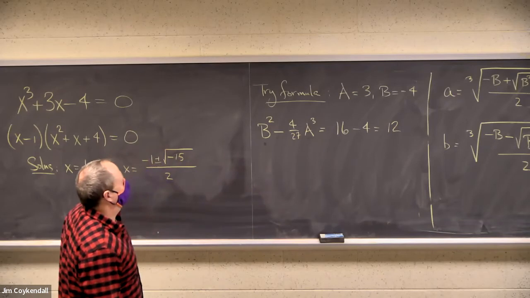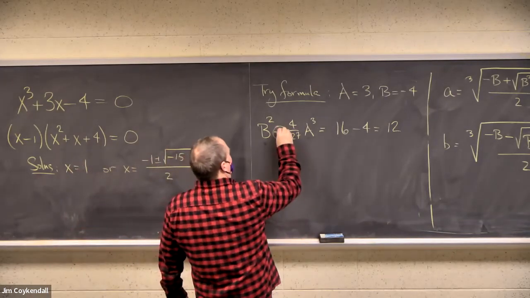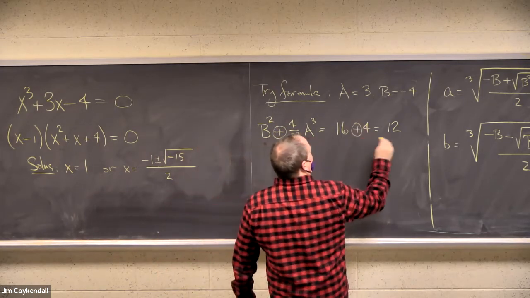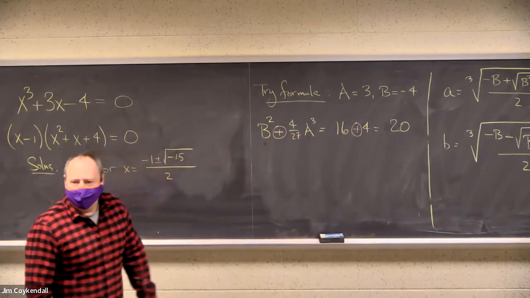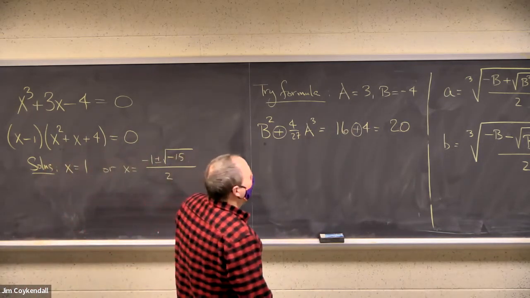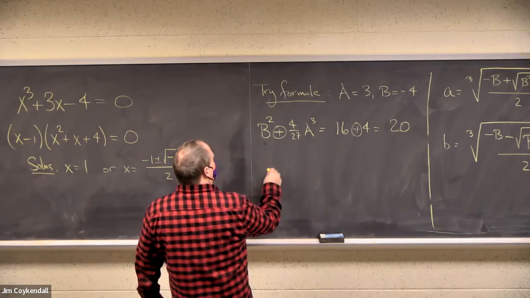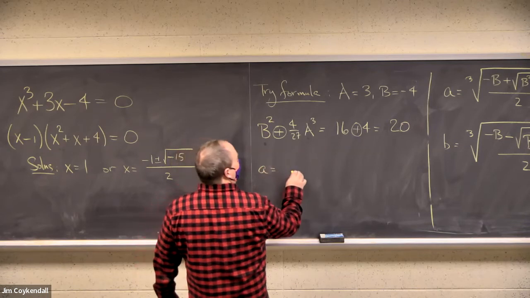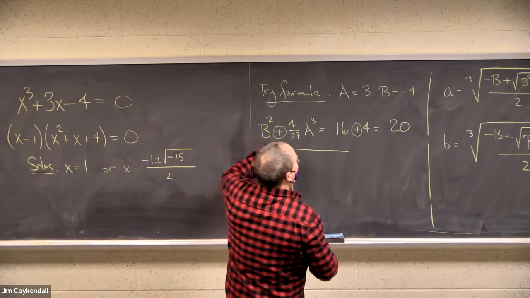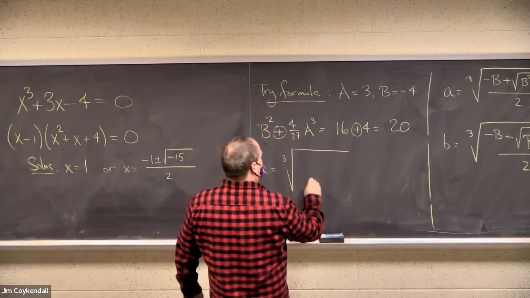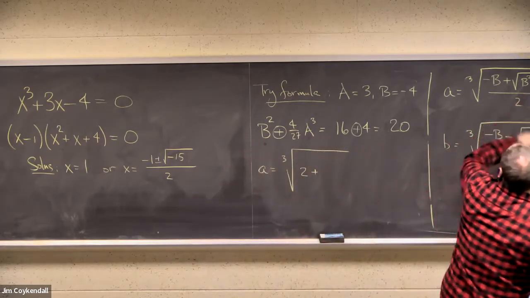You want minus or plus? I probably want plus there, don't I? Yeah, I'm glad you got me, because it should be 20. Good, that's better. Everybody okay with that? So that's what goes under the radical. In this case, A should be the cube root of negative B over 2, which is 4/2, so that's going to be 2. And this is the square root of 20.